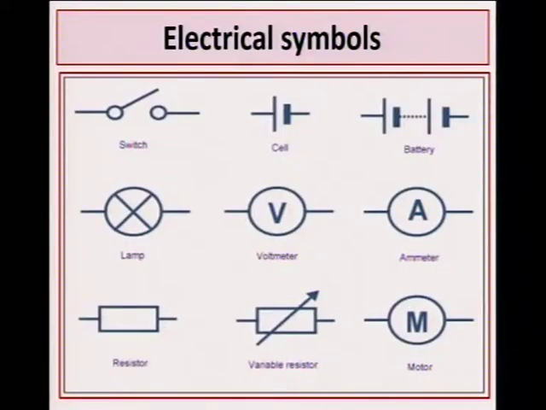Then we have electrical symbols. You should know the following symbols: a switch, a cell, a battery, a lamp, a voltmeter, an ammeter, a resistor, a variable resistor, and a motor. You'll be able to draw and label these electrical symbols.